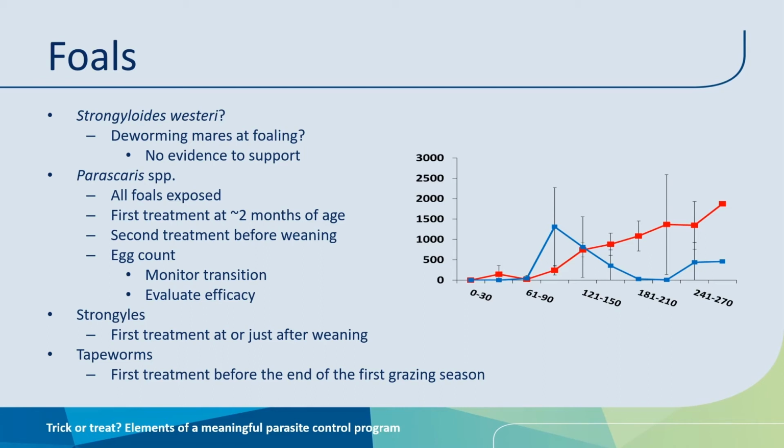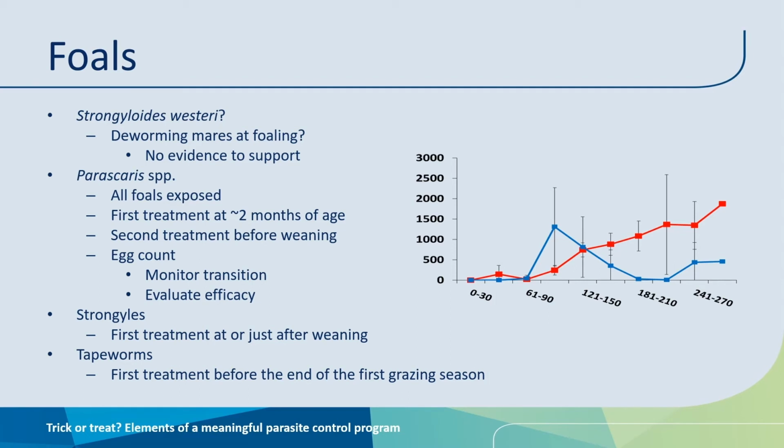So 2 months with a benzimidazole, and then a second treatment before weaning, again depending on when weaning is happening. Before the 5 month age range, it is recommended to treat the Ascaris a second time with an effective dewormer. And we'll get back to the effective dewormers towards the end of this presentation. Egg counts are recommended to monitor the transition from Ascaris to strongyles. Again, you can find more information in the presentation about how to use fecal egg counts.